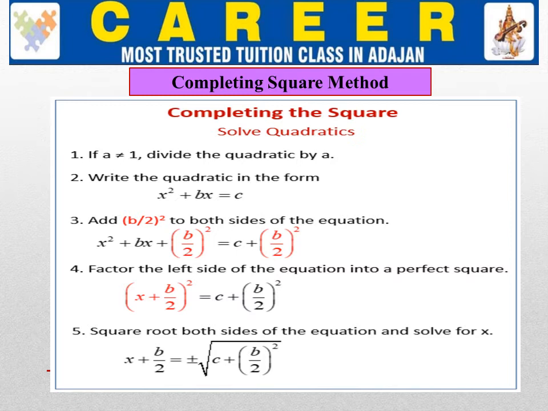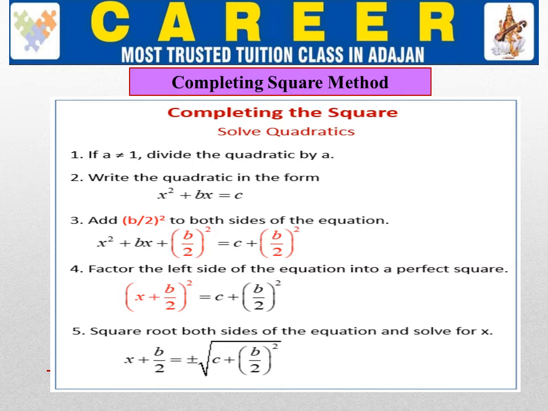Third point is add (b by 2) whole square to both the sides of the equation. Because in mathematics, if we add something on one side of the equation, we need to add it on the second side, that means the RHS side of the equation, because we have to balance the equation. So we need to add (b by 2) square on both the sides of the equation.